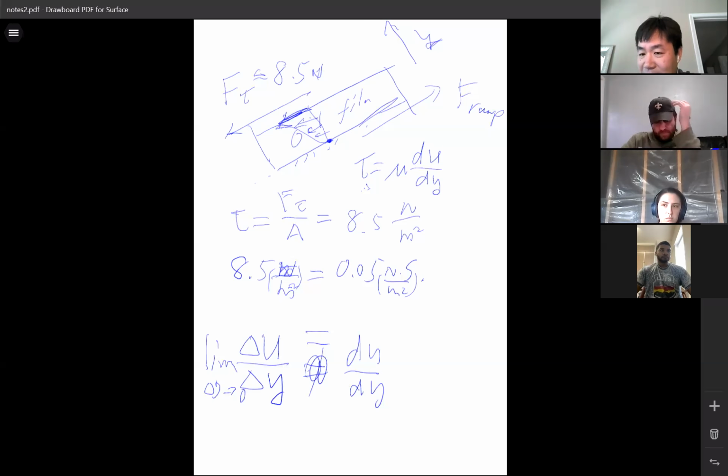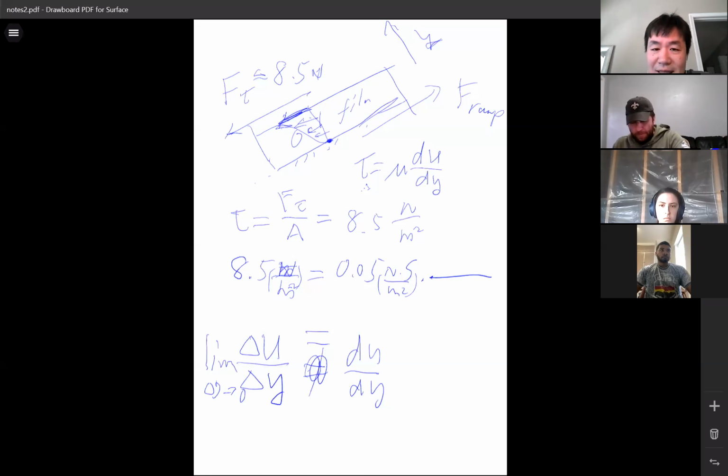We are engineers, we make decisions. It's not like whatever decision we want to make. It's based on whether the conditions are satisfied. You need to be the gatekeepers to make sure those conditions are satisfied. So we will use delta u over delta y to represent du over dy, since the film is very, very thin and delta y is very, very small.